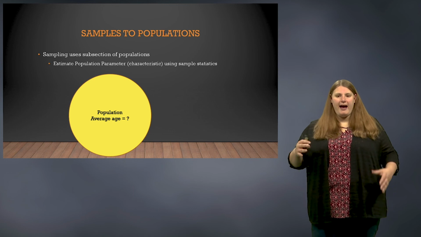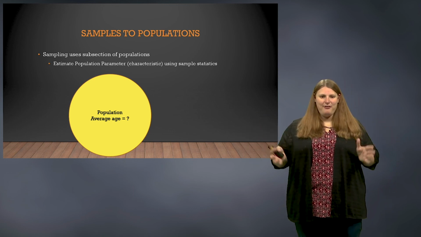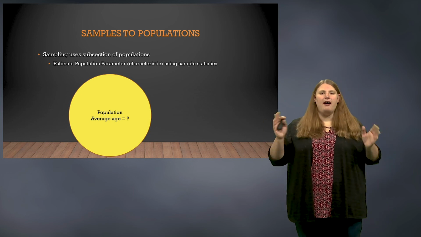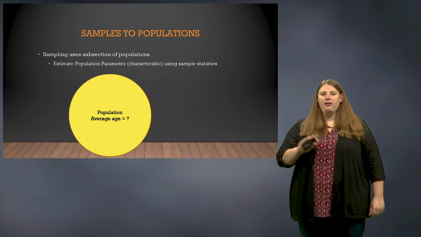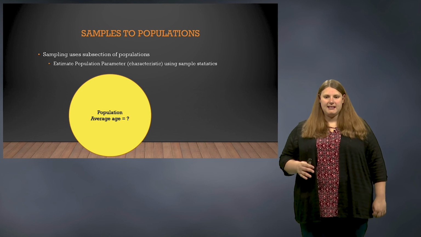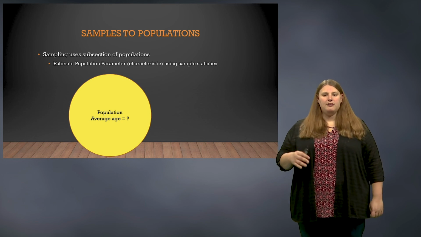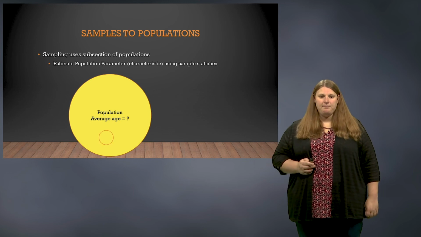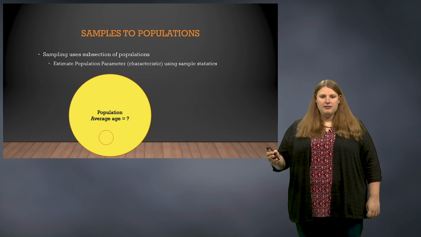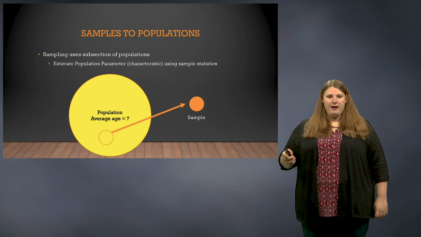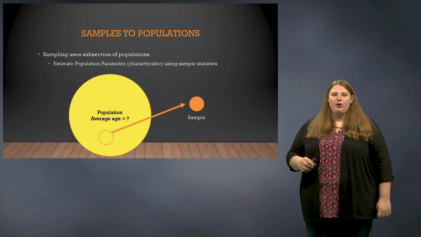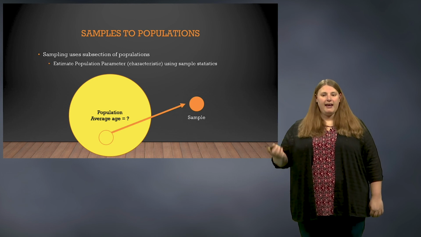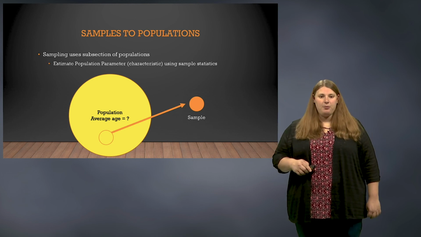So say, for example, we have this population. Again, we're going back to my fancy circle. And we want to know the average age of everybody in this population. Now, we don't have the money or the personnel to conduct a census survey. So what we're going to do is pull a sample of 100 people out of the larger population. So we pull them out. There we go. Now that we have our sample, we're going to ask everyone in our sample what their ages are, and then we're going to calculate the average age for our sample.